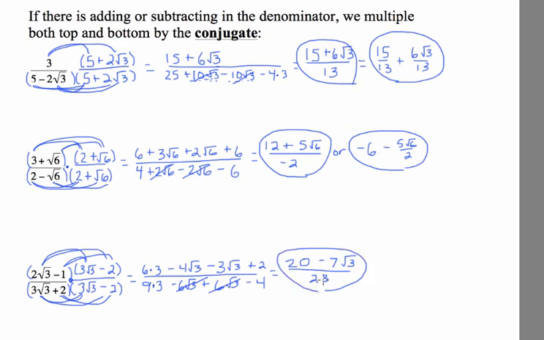And you can leave your answer like that, or sometimes in the book they'll split it up and do 20 over 23. And then negative 7 root 3 over 23. So minus 7 root 3 over 23.